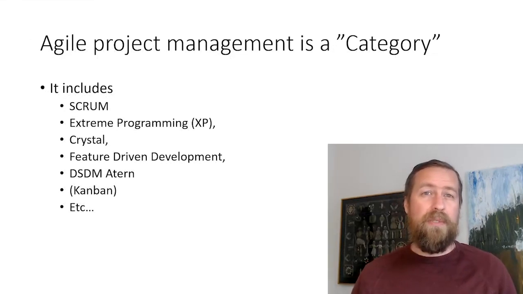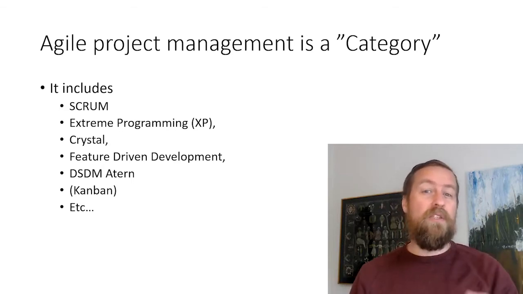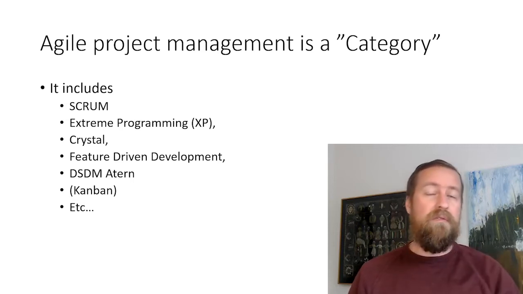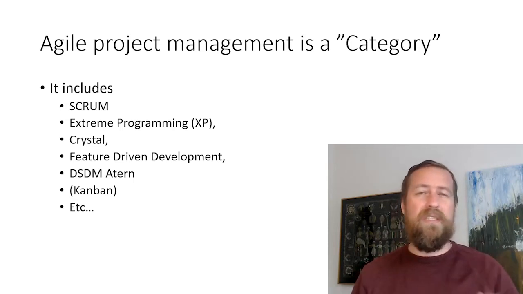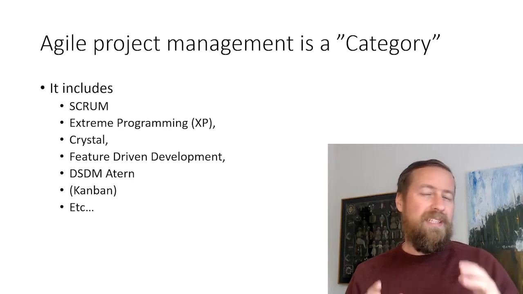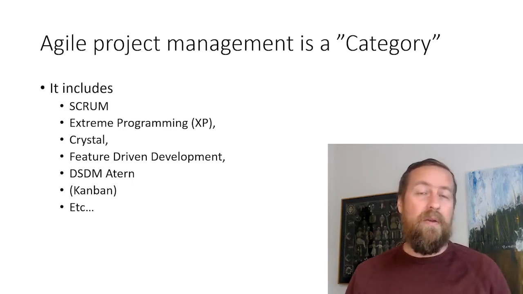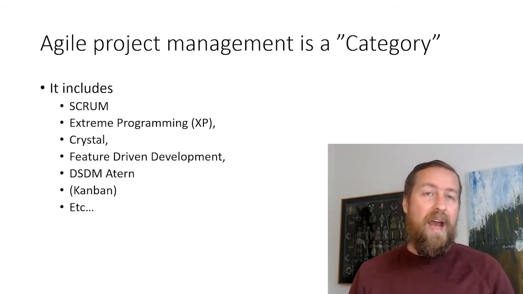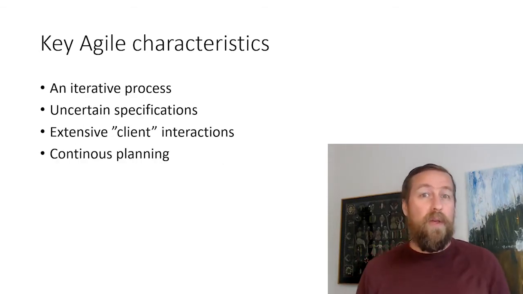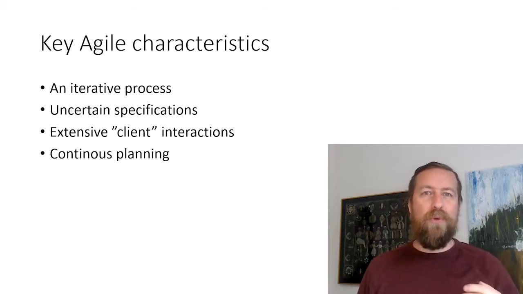Agile project management is a category. So whenever you hear about Scrum, extreme programming, Kanban, feature development, Crystal, etc., it's more or less the same frame of mind or the same general approach that we are looking at here. Agile in essence means that we do something quickly, but what does it actually mean? There are 4 characteristics of agile project management.